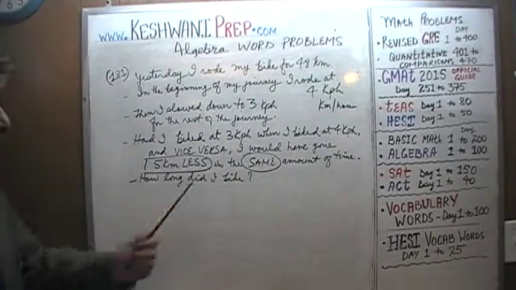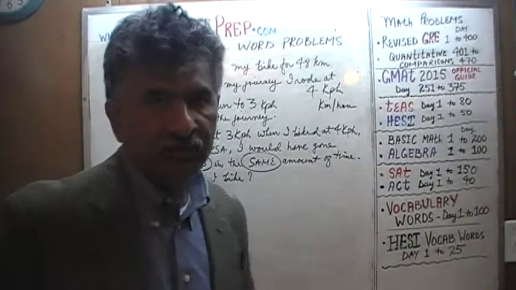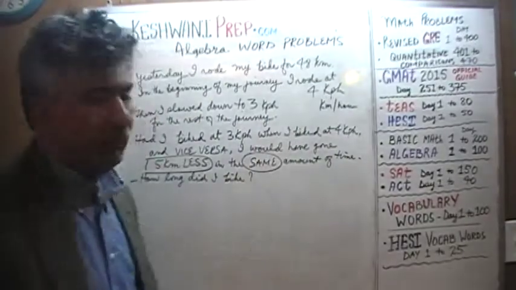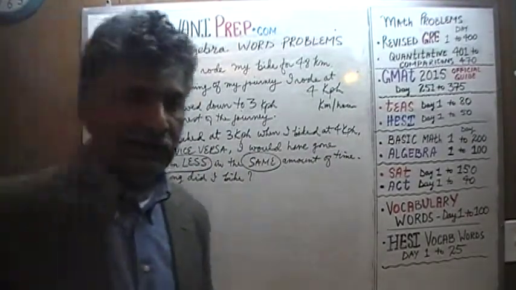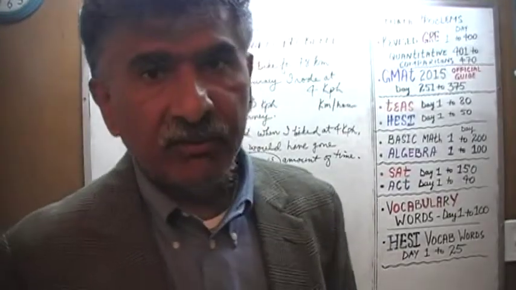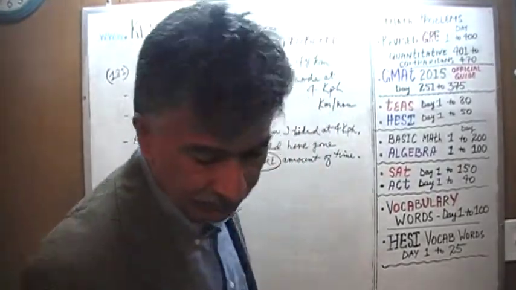The question simply is, how long did I bike? How long did it take me to make this journey of 48 kilometers? As you can see clearly, the problem deals with the notion of time and distance. And this is not the very first time we are doing a word problem dealing with time and distance.